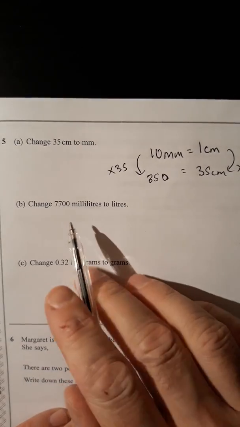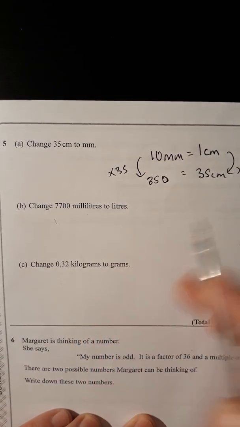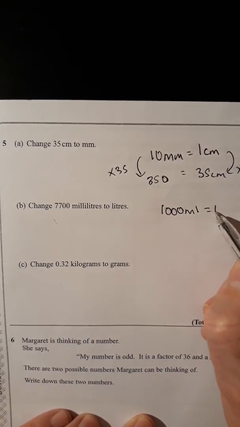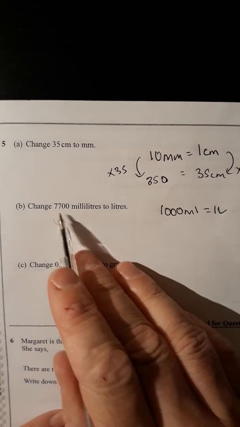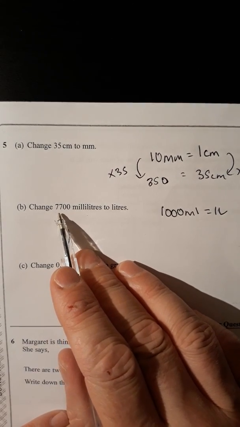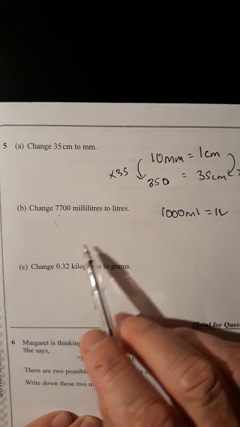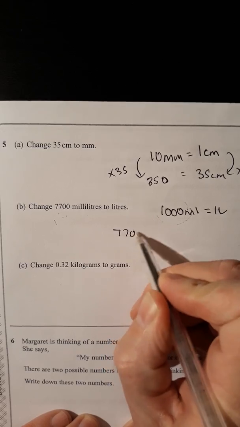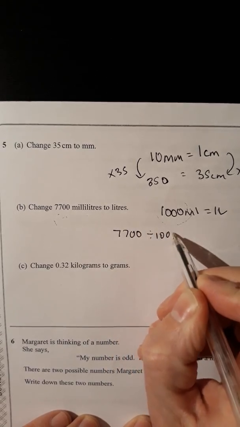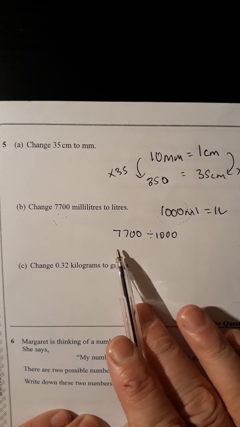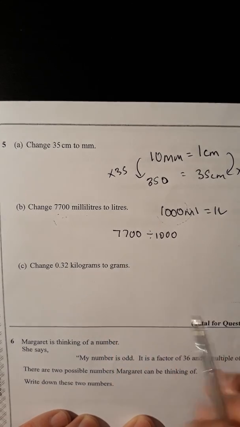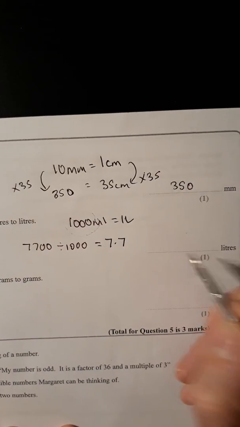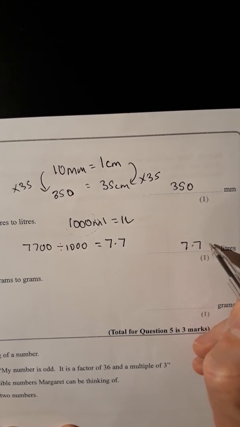Part B, change 7,700 millilitres to litres. Well, 1,000 millilitres is 1 litre, and we've got 7,700 of those. So what we've got to do is find how many of those thousands would divide into 7,700. Now you might know that, but it's always worth checking it on the calculator. 7,700 divided by 1,000 would give me 7.7. So no harm in checking on the calculator every single time with these.